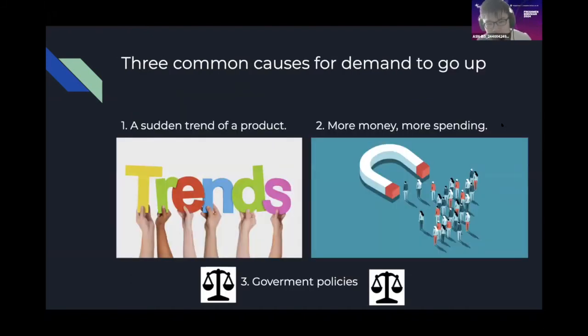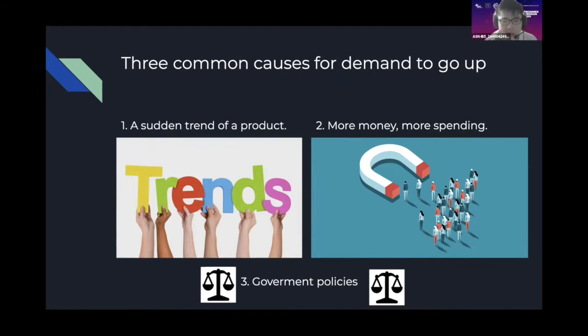Next slide, please. There are three common causes for demand to go up, but it's already been explained by the group. Which group is it again? That explained the supply and demand, but I'll explain it one more time anyway. The first one is a sudden trend of a product, where demand suddenly goes up because people grew more interested in it, or people are required to buy it.